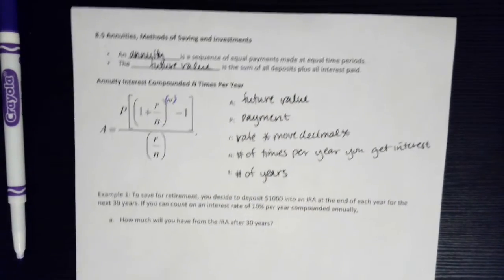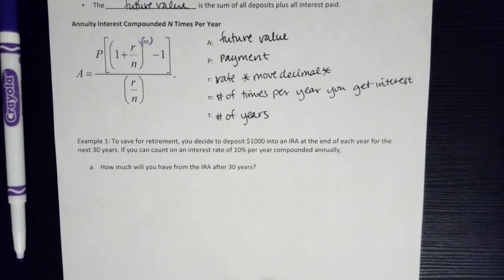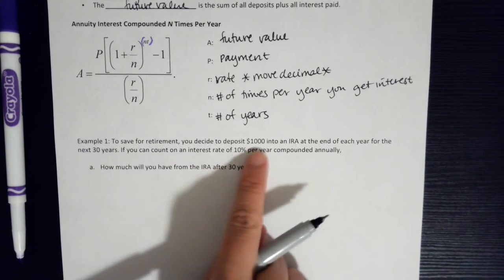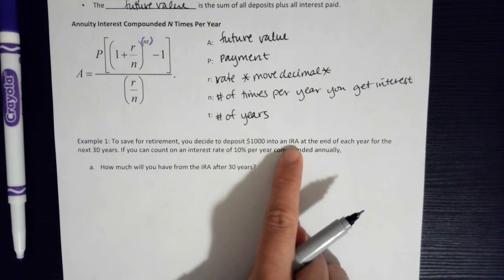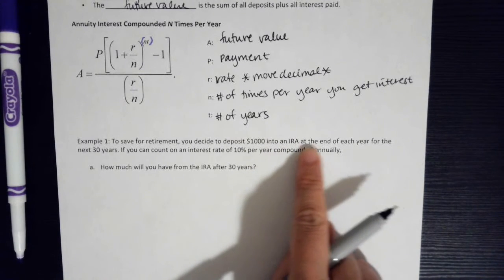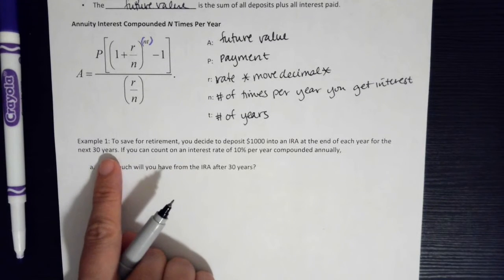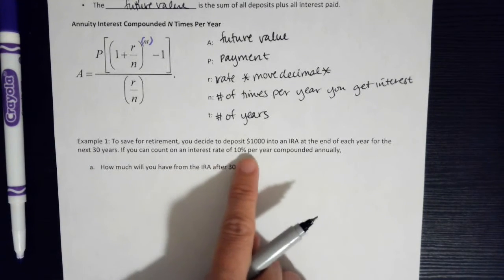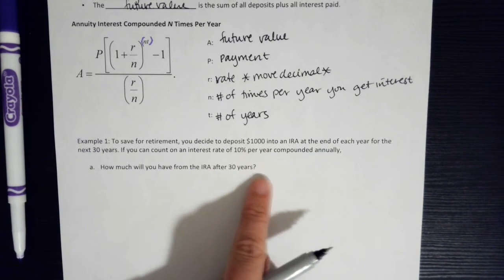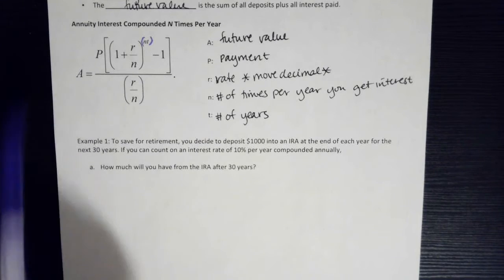All right, let's do an example problem. Remember, this first one, I'll use the calculator, and then on example number 2, I'll go over to Excel and show you how to do it in Excel or Google Sheets. And you choose the method that works the best for you. To save for retirement, you decide to deposit $1,000 into an IRA. This is a tax sheltered account. Remember, you would get to do some fun stuff with it for your income taxes. You deposit at the end of each year for the next 30 years. If you can count on an interest rate of 10% per year, compounded annually, that's important, how much will you have after 30 years? All right, let's go find all our numbers.